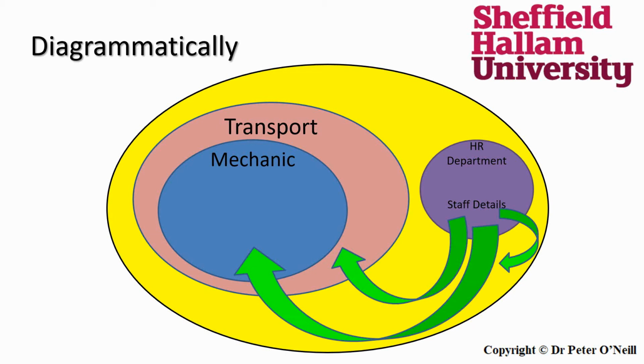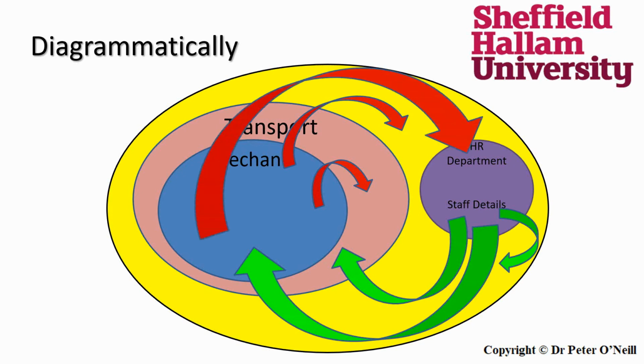However, those in mechanics don't have the details of those in transport, or of the people of the actual company, or even who's in HR. So can you see here that those that need information are given it, and those that don't need it aren't given it. Now you may say to yourself, hold on a minute, what's this got to do with software?